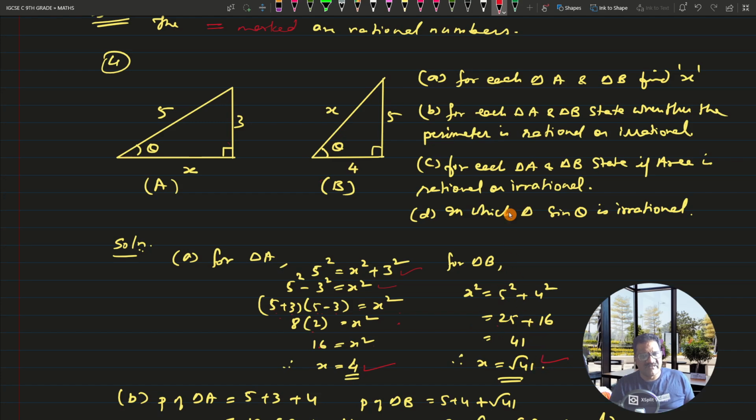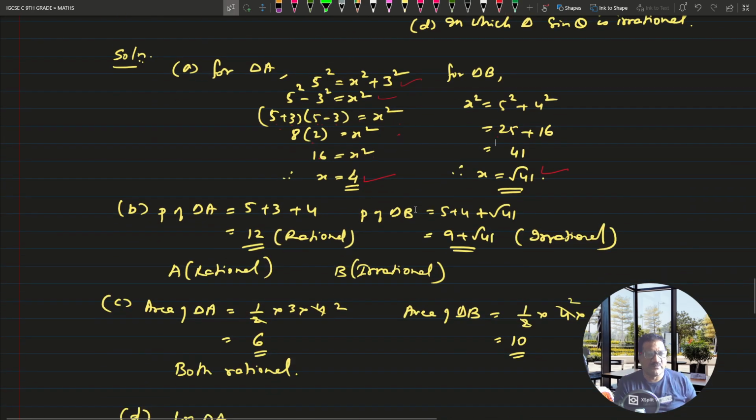Now in part B of the question, they asked you, for each triangle A and B, state whether the perimeter is rational or irrational. Now, we'll have to find the perimeter of both the triangles. So, triangle A, the perimeter is the sum of the boundary. For triangle A, the perimeter will be 5 plus 3 plus 4. That works out to 12, which is a rational number.